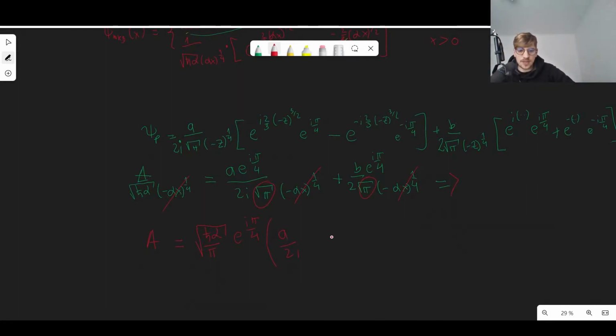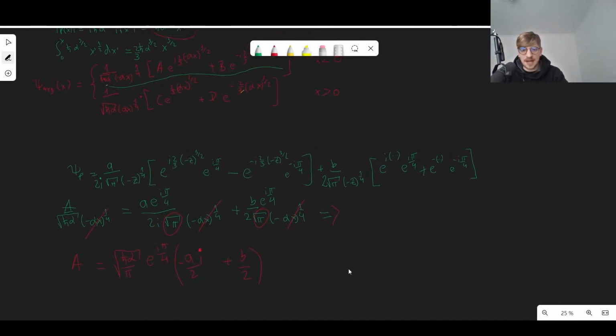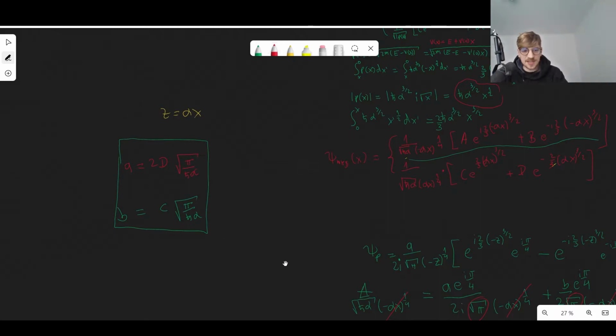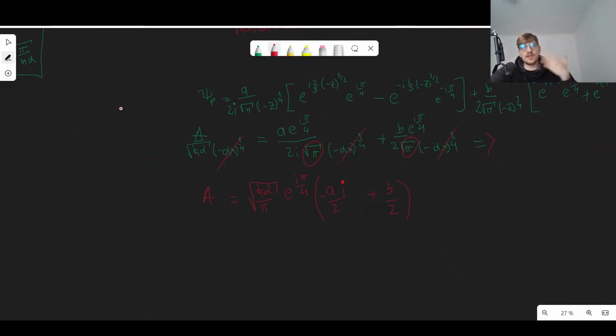A divided by 2I plus b divided by 2. Now, something we can do here, because I don't like to have an I in the denominator, so I will just multiply and divide by I, so I get minus a times I. Just to make it a little bit cleaner, I like that notation more. So there we go, we now found an expression for big A in terms of small a and b. And we know what a and b are, because we found them, I think they're on the left side. We already found them in terms of d and c, so we can eventually plug them in.